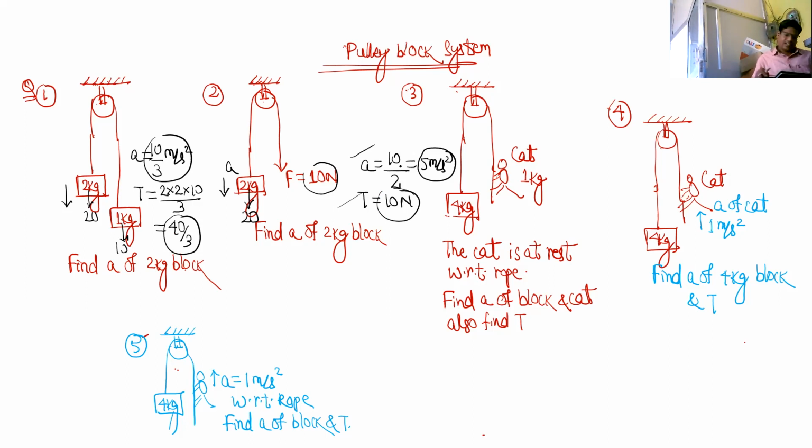Here the cat is at rest with respect to rope. That means the rope is not sliding past its hands. It's not climbing up the rope or climbing down the rope. It's just holding the rope. So it is at rest with respect to rope. It is at rest with respect to rope does not mean it is not going down or going up. It's now like a block, like a dead body, like a block.